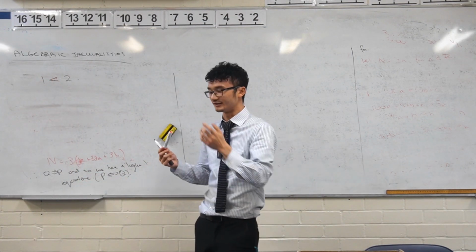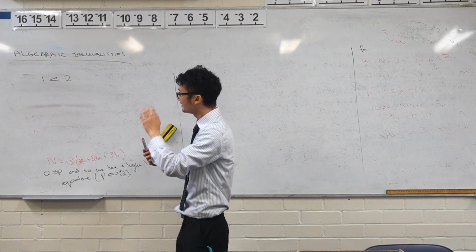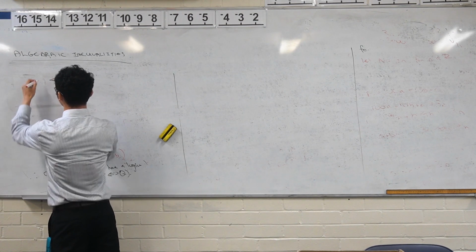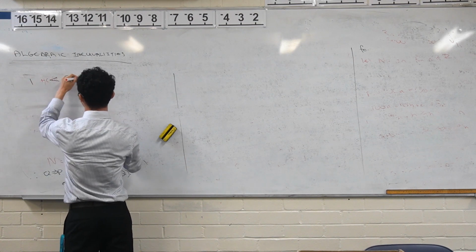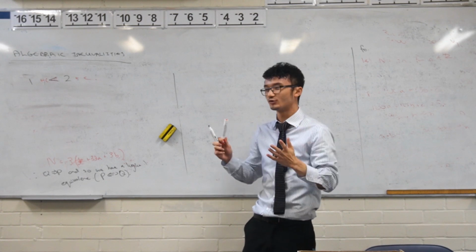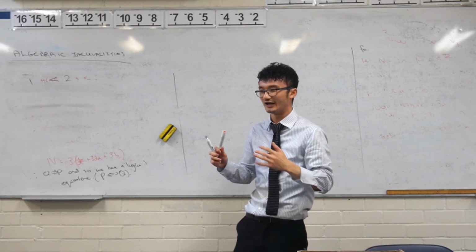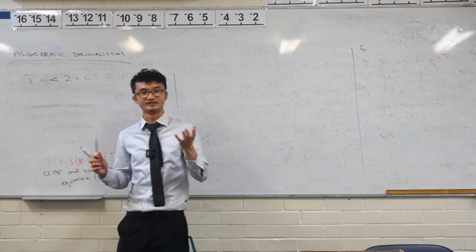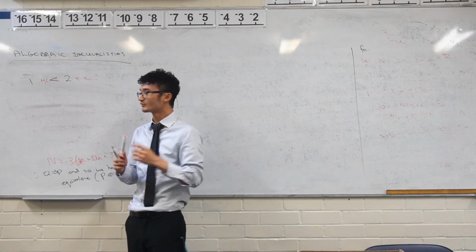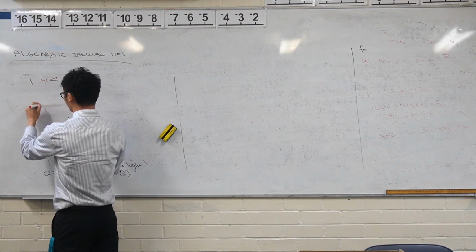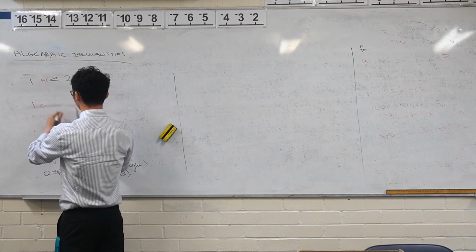Now, here's two basic ideas. If we add the same number to both sides, so let's say c is some integer, then this inequality remains true. So if you add the same number to both sides, this remains true, and this works whether c is positive or negative.